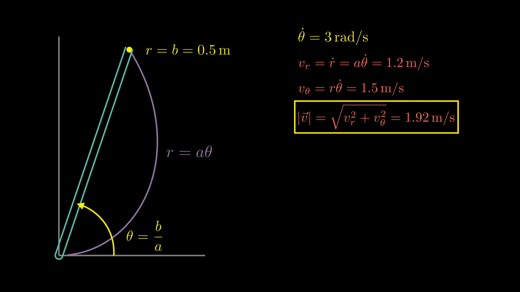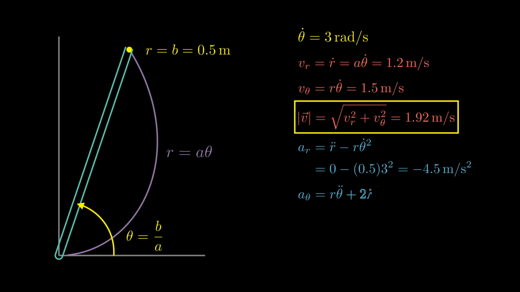Now we can move on to acceleration. The formula for radial acceleration is r double dot minus r times theta dot squared. r dot is just a constant as we found earlier, so r double dot is 0. Substituting in the remaining values gives a radial acceleration of negative 4.5 meters per second squared.